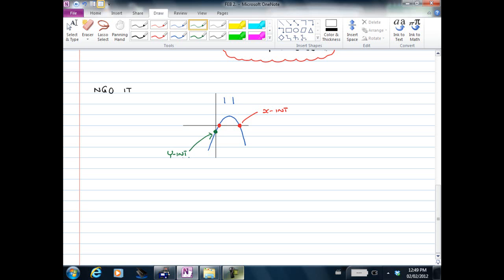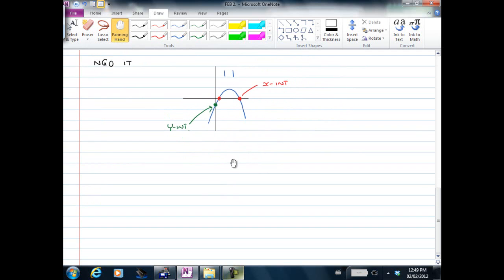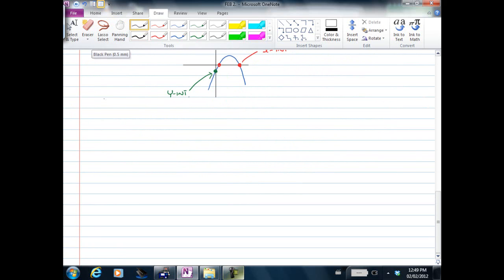But the problem was, I didn't teach you how to find it. I just showed you what they were, and some of you had to take guesses, say, well, this looks like around 3 point something. But what's the proper way of finding x and y intercept? So I'm going to show you how to do this now.